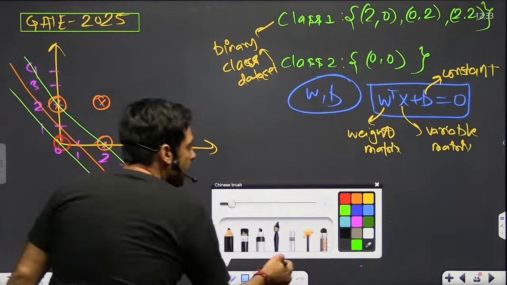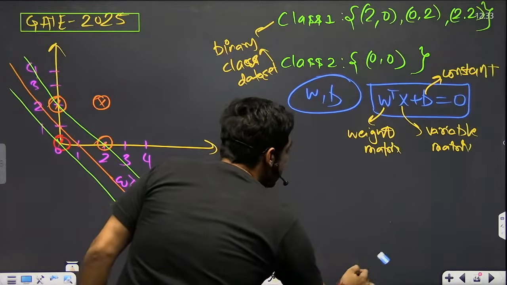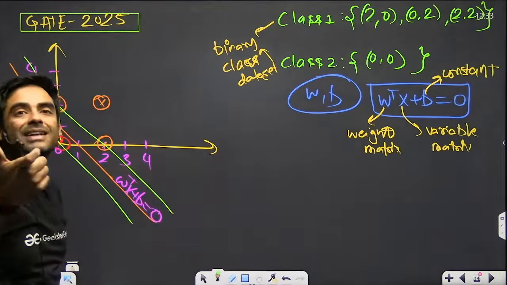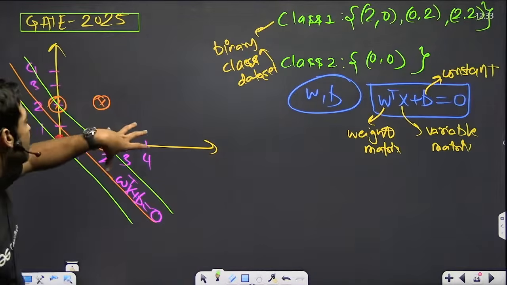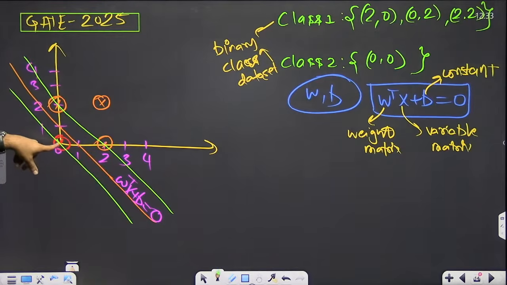Why? Because a support vector plane passes through the support vectors. And what are support vectors? Support vectors are the nearest points to the hyperplane.